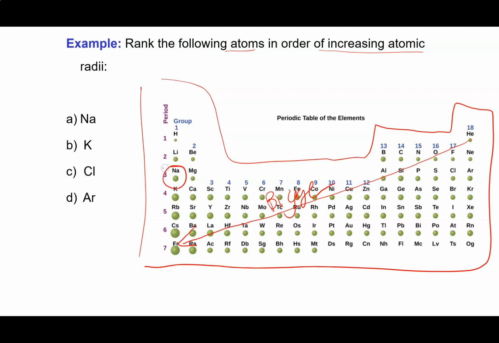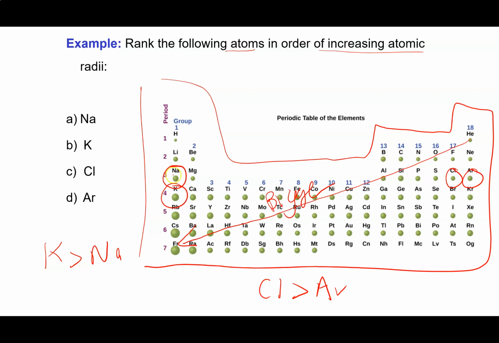So we got sodium and potassium. Potassium is lower than sodium, so potassium is going to be bigger than sodium. So we've got 2 metals there. And then we've got chlorine and argon. So here they are over here, chlorine and argon. Chlorine is going to be bigger than argon because chlorine is to the left of argon.